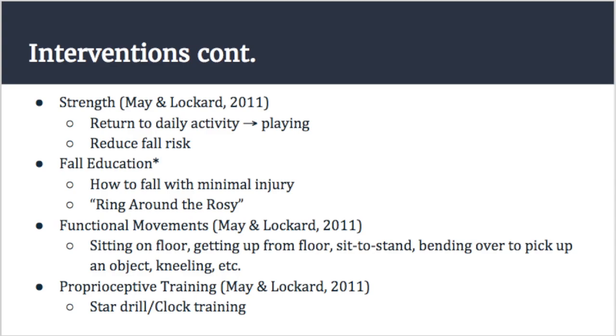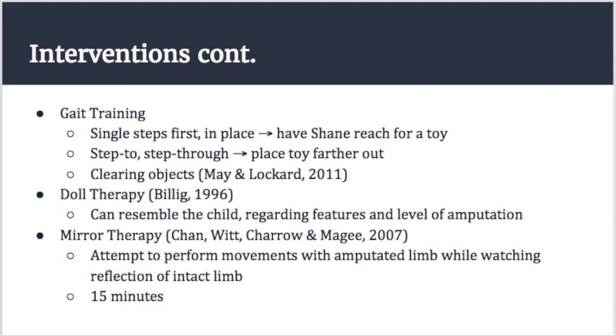To progress this, the numbers can go farther away, so he has to reach farther, and the PT can also increase the speed. Another intervention that Shane will participate in will be gait training. Shane will start with stepping forward and back in place within parallel bars and then progress to freestanding. We will try to make a game of it since Shane is a 3-year-old.